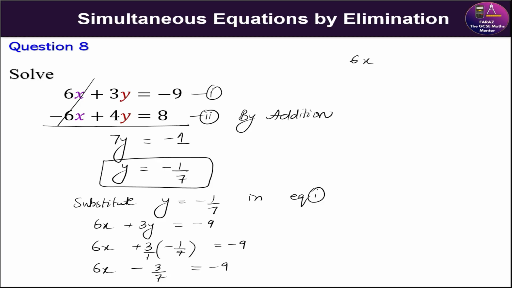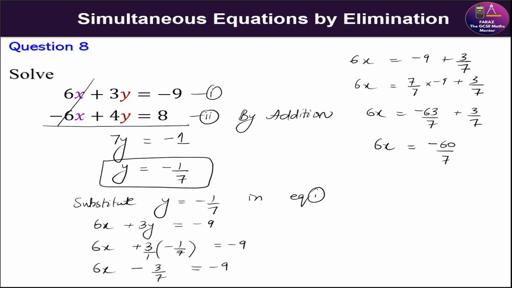And therefore we have 6x equals minus 9 plus 3 over 7. Making the denominator the same, 6x equals, we have to multiply by 7 over 7 times minus 9 plus 3 over 7. Therefore it is 7 9s are 63, minus 63 over 7 plus 3 over 7, which means minus 60 over 7, and we have 6x on the left side. So 6 is in multiplication with x, it will divide there. So minus 60 over 7 divided by 6. You have to divide by 6 on both sides.